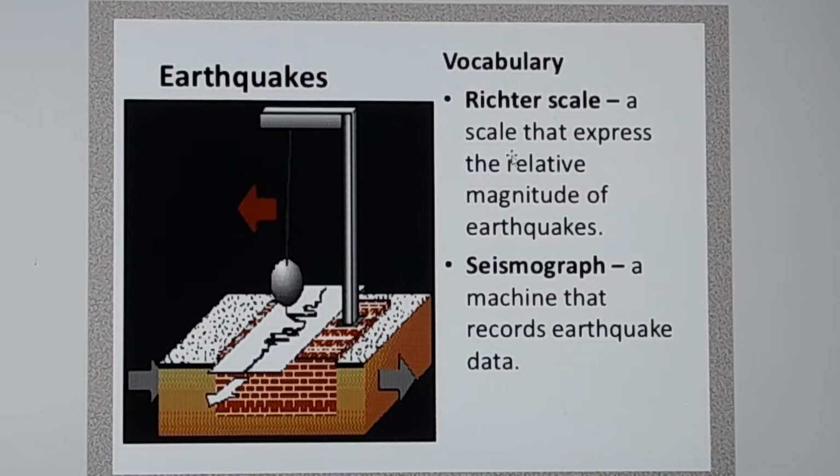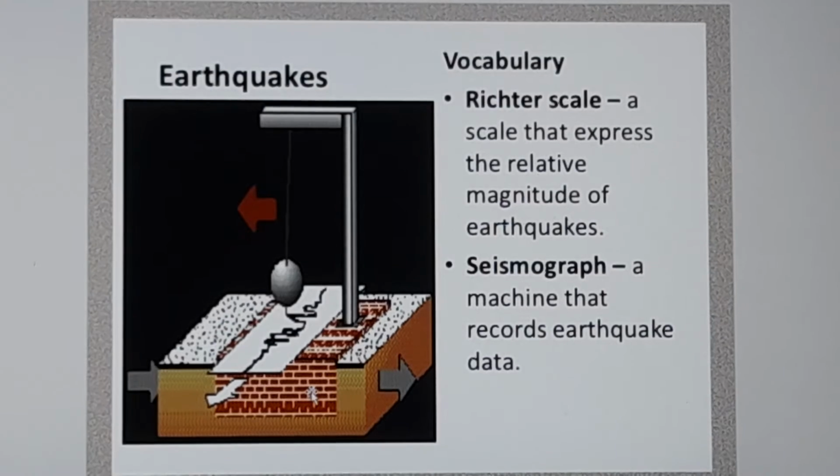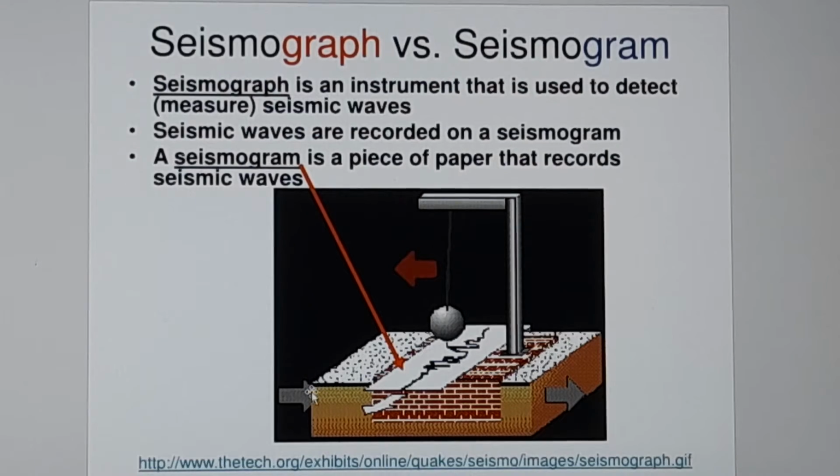We have the Richter scale. It is a scale that expresses the relative magnitude of earthquakes. To measure the amount of earthquake, we use the Richter scale. Seismograph is a machine that records the earthquake data. Richter was the scientist who invented the Richter scale to understand the magnitude of the earthquake.